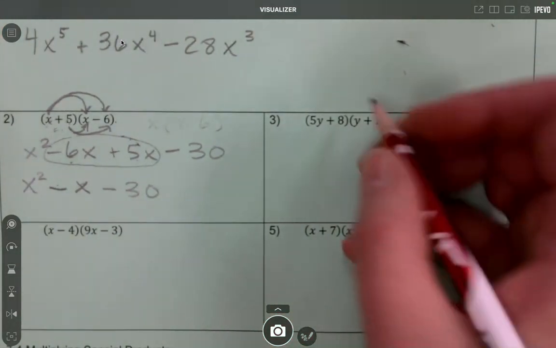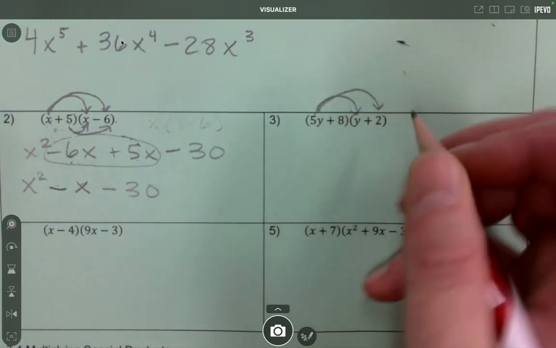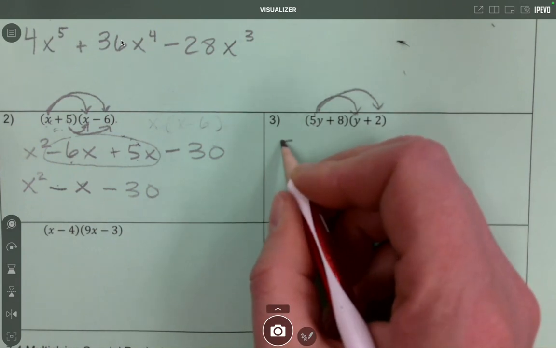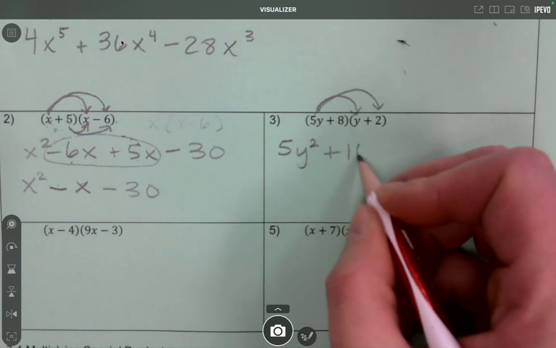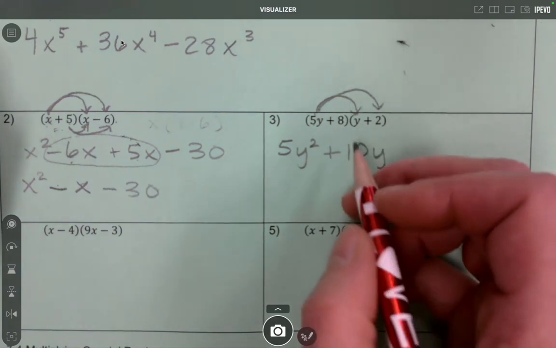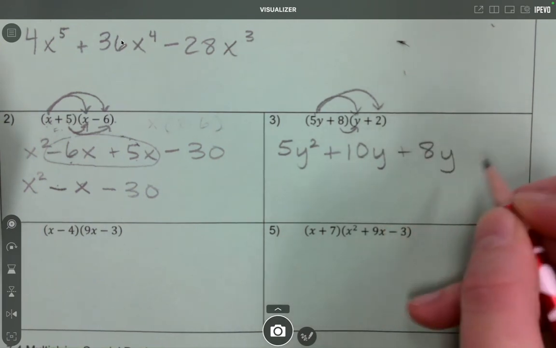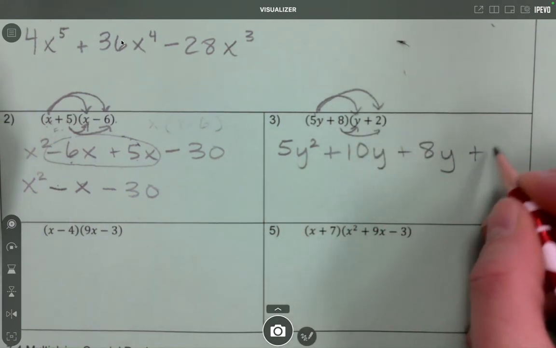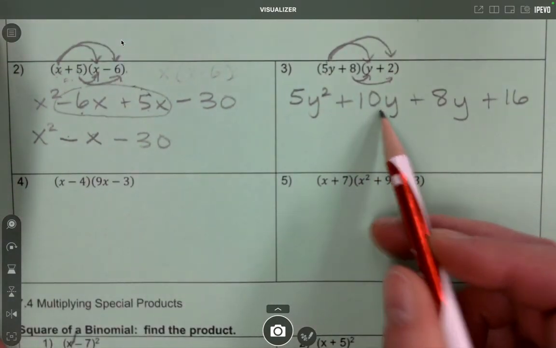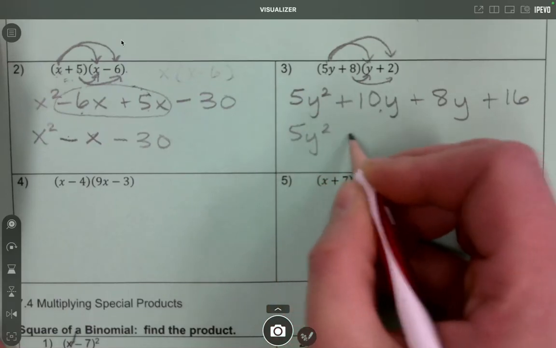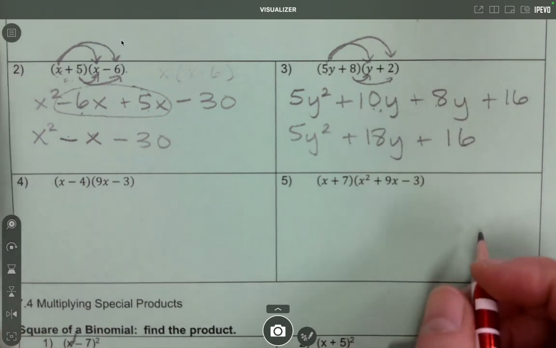So first I'm going to take 5y, and I'm going to distribute times the y and the 2. So 5y times 5 would be 5y squared. 5y times 2 is going to be 10y. And then I want to take the 8 and distribute. So 8 times y is going to be a positive 8y, and 8 times 2 is 16. And then once again, I'm going to combine those middle terms, my like terms. So I have 5y squared, 10 and 8 is 18y, and then plus 16.